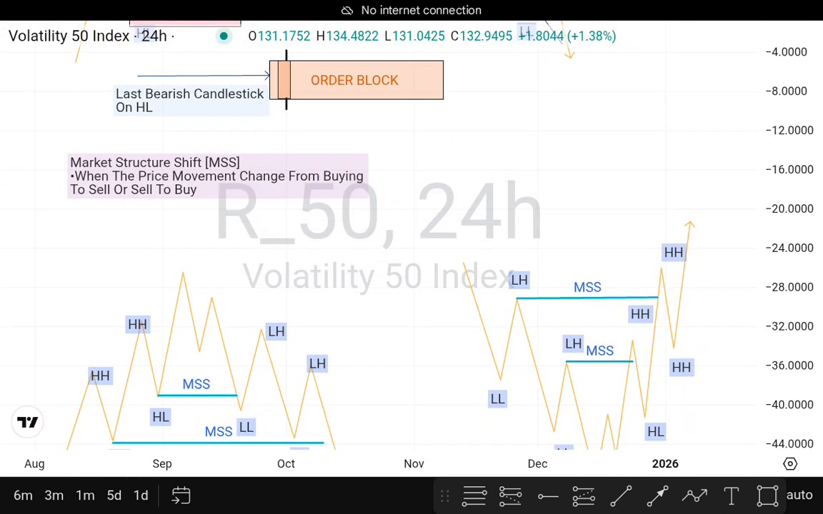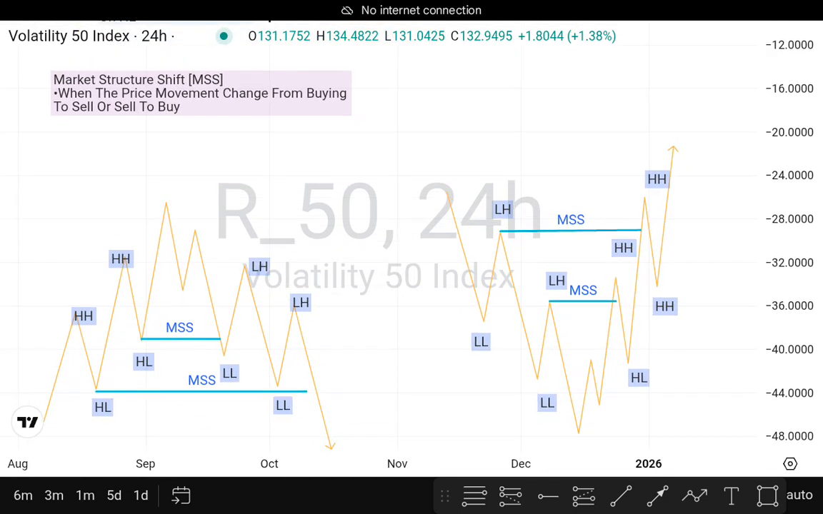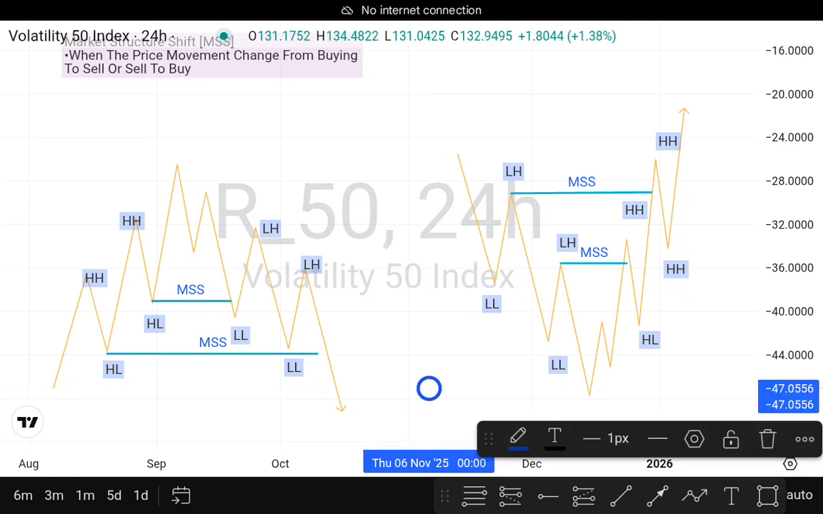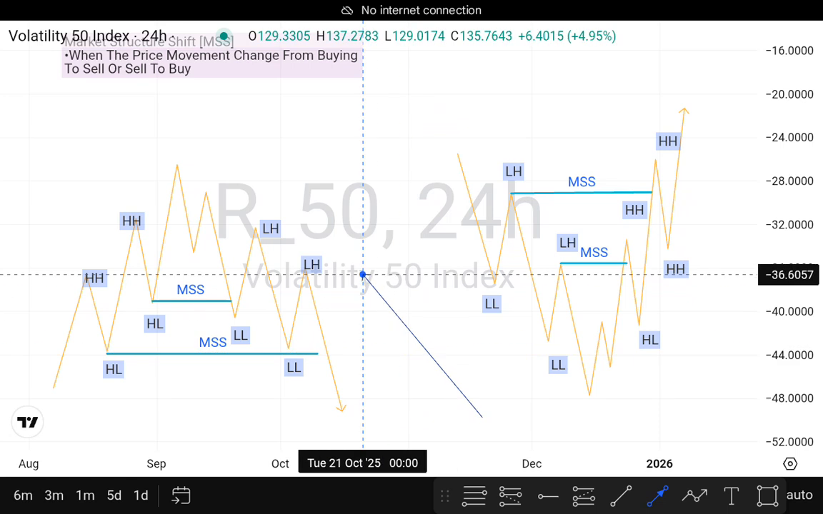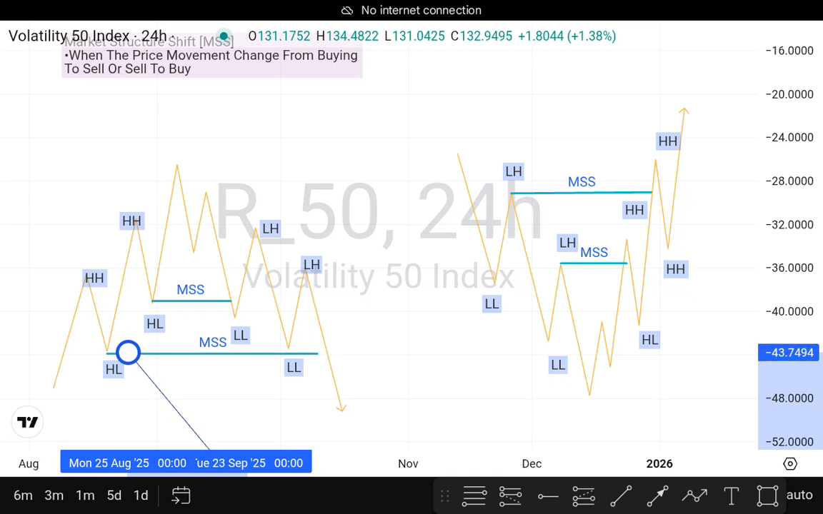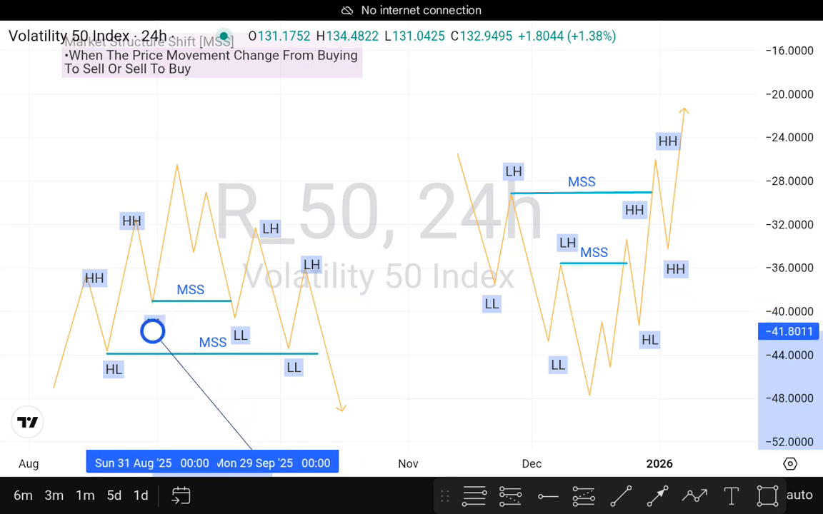Number 3, we're going to focus on a market structure shift. What is a market structure shift? It is when price movement changes from buying to selling or selling to buying. As I said first, how do you see an uptrend movement, guys? An uptrend movement must have higher highs and higher lows, guys. That's how you see that this is an uptrend movement.